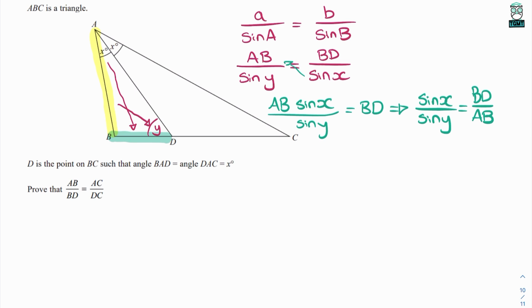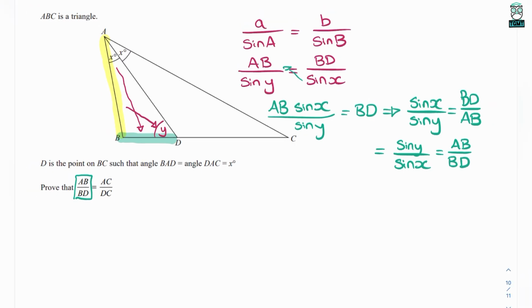So there's our expression. We have sine x over sine y is equal to BD over AB. Now in our question here, we actually want AB over BD. So we can just flip them both over. So we could write that as sine y over sine x, just flipping both fractions over, is equal to AB over BD. There we go. And there's our first part.